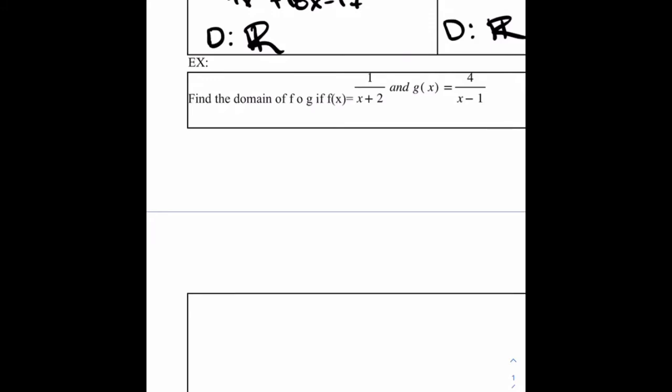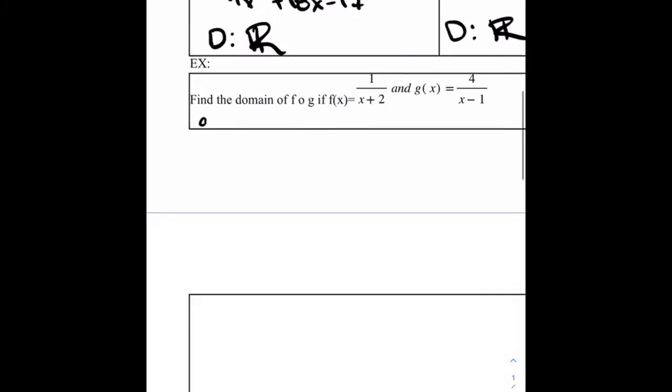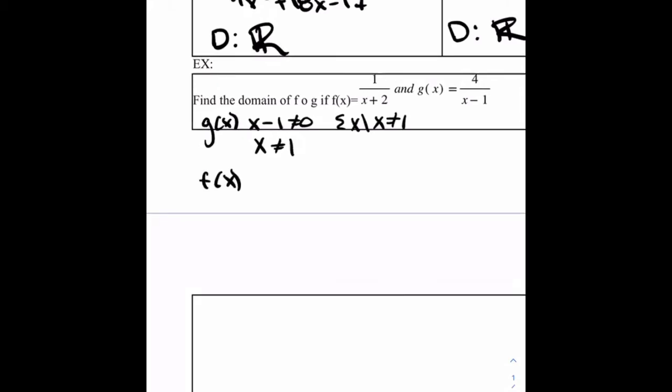So let's look at the domain of g of x first. So we would say x minus 1 cannot equal 0. So that means x cannot equal 1. So our domain is x such that x cannot equal 1. Now let's look at f of x. We have x plus 2 cannot equal 0. So x cannot equal negative 2. So x such that x cannot equal negative 2.